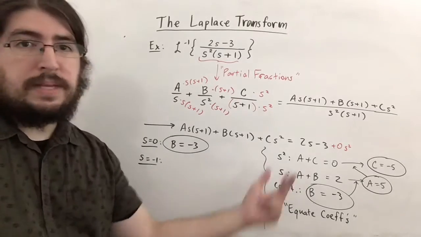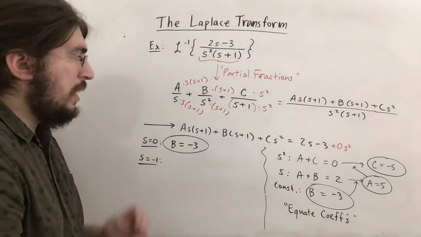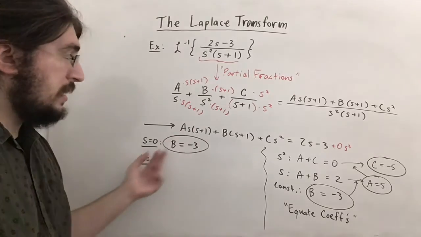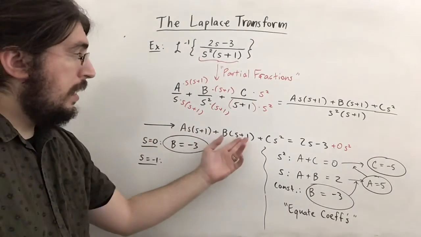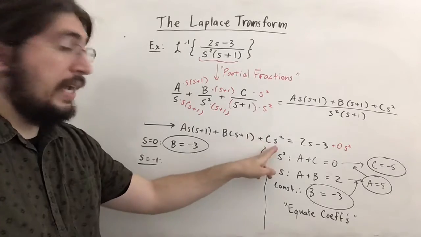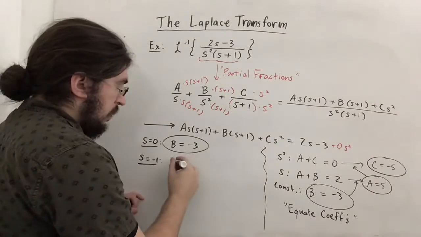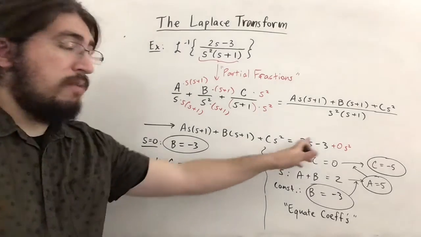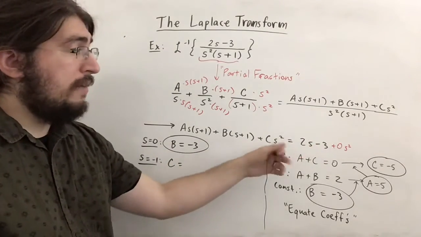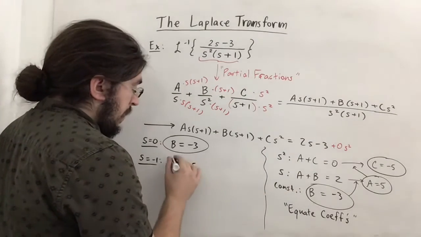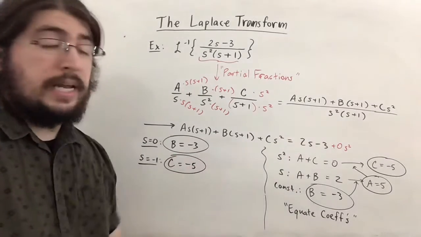And notice it's the same thing, of course. When s is negative 1, however, s plus 1, I should say, is 0. Negative 1 plus 1 is 0, and negative 1 squared is positive 1. So in turn, this left side just becomes c times positive 1, which is c. When you plug in negative 1 on the right, you get 2 times negative 1 is negative 2, minus 3 is negative 5. And that's also what we got here, c is negative 5.